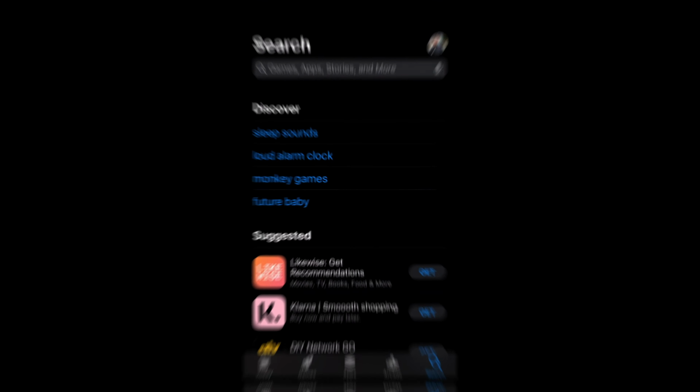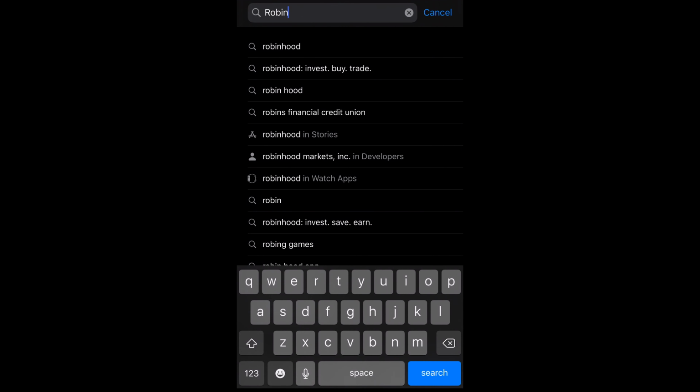So let's get started. Okay, so go to the App Store and download the Robinhood app.